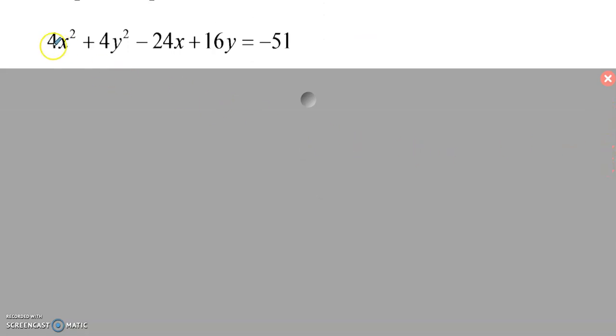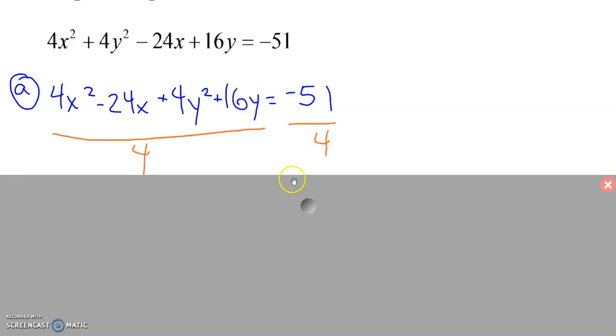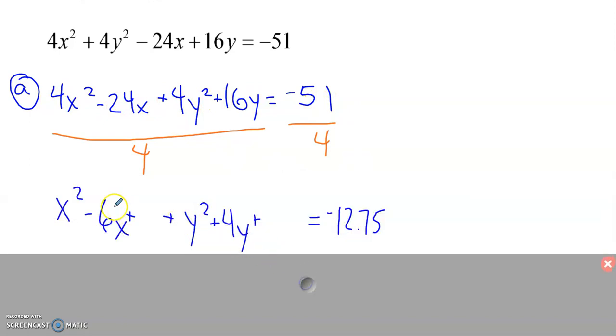The first thing I'm going to do is group my x's together and group my y's together. And then you'll notice my value for C is already on the other side. However, my values for A are not 1. You can see here I've got a 4x squared and here I've got a 4y squared. I really want those to be 1s instead of 4s. So what do I do? I divide everything by 4. So I can divide everything on both sides of the equation by 4, and I'll get this.